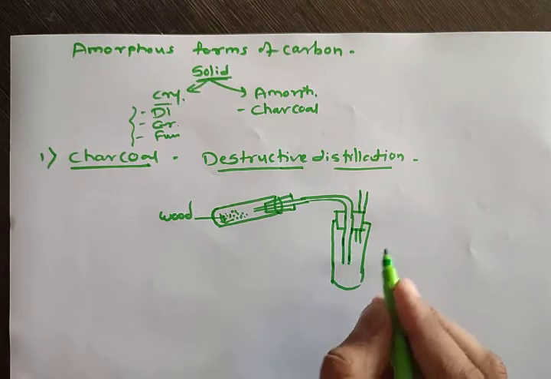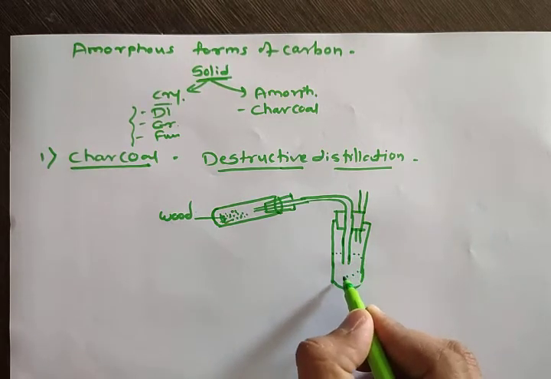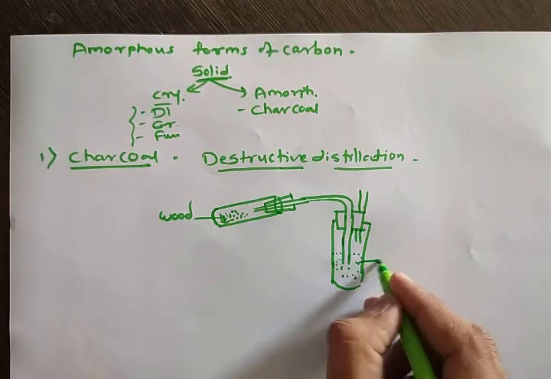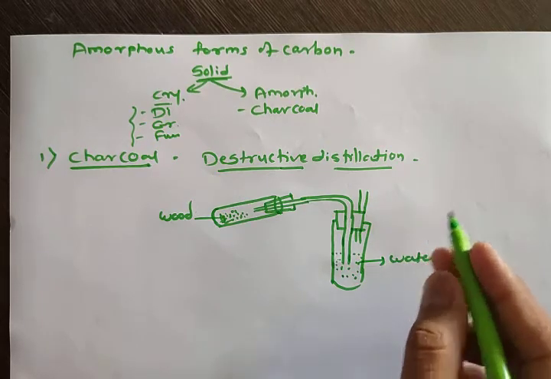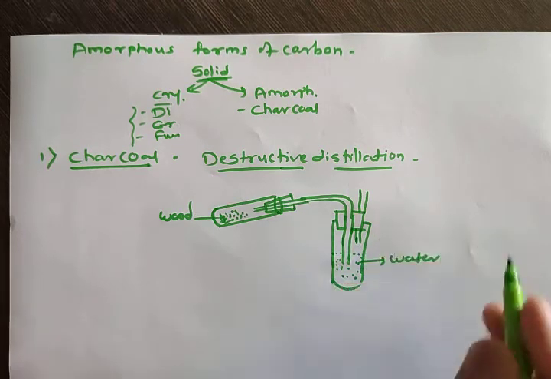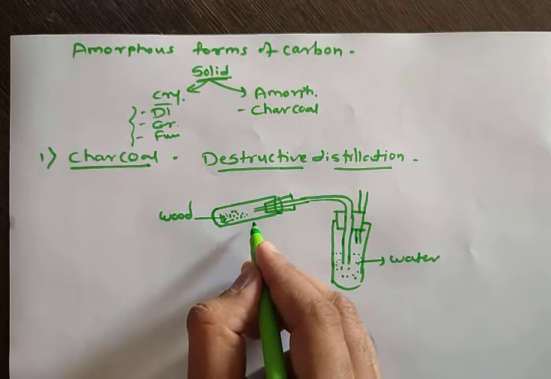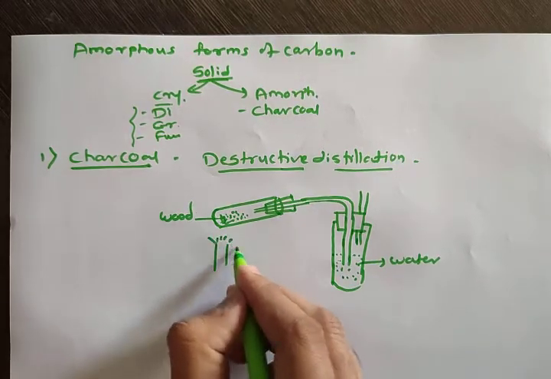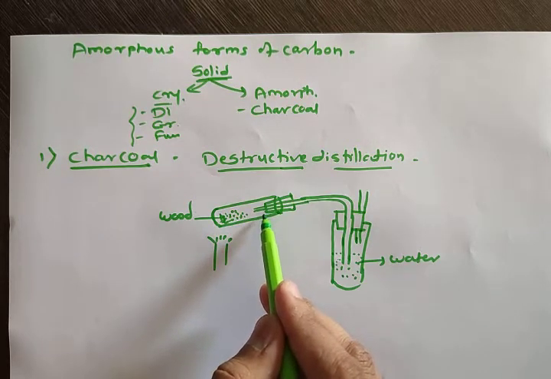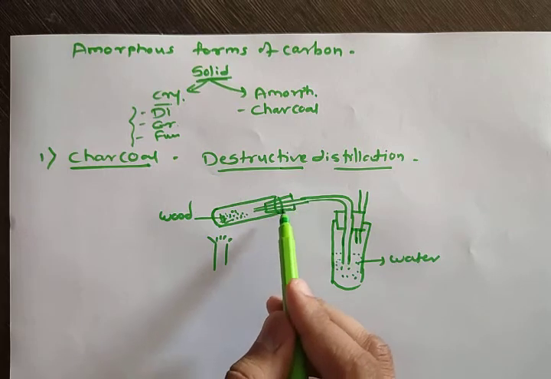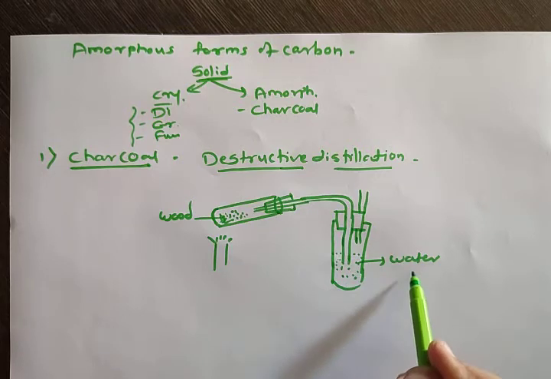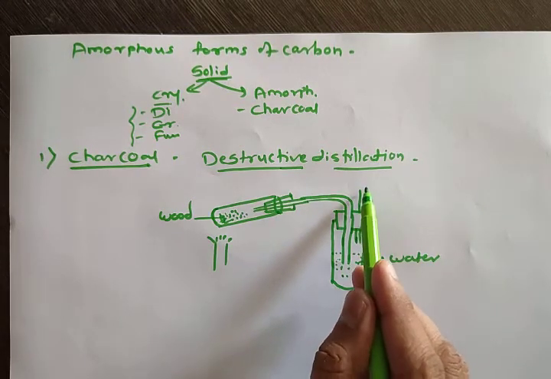This second test tube consists of water in it. The tube which comes from the first test tube is dipped in the water. And this other tube is empty and it is slightly above the level of the water. Now what we do here, we heat the first test tube. We have taken wood, and whatever air is present inside this test tube, we have removed that air. Then we fix this rubber cork with one tube, and this tube is attached to the second test tube consisting of water, which we kept for removing the gases.